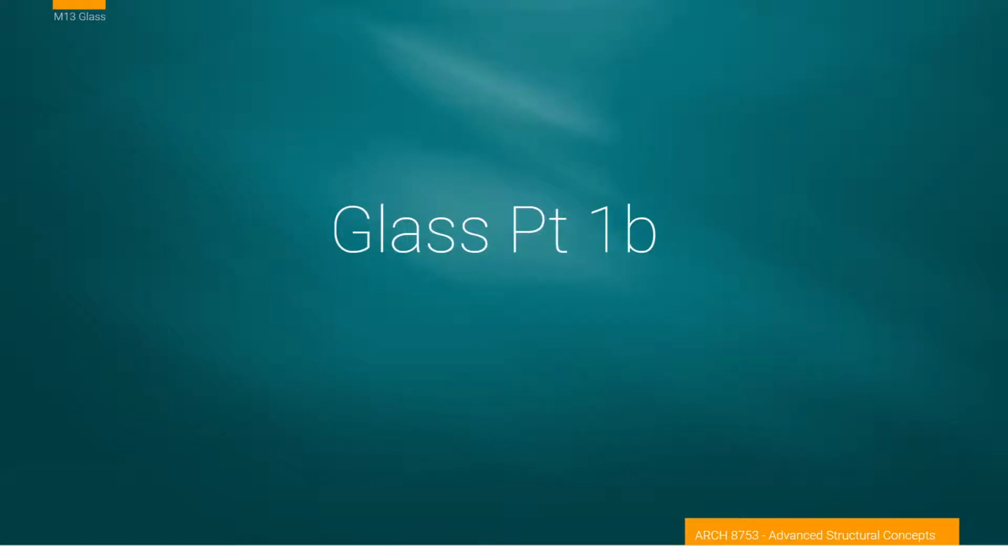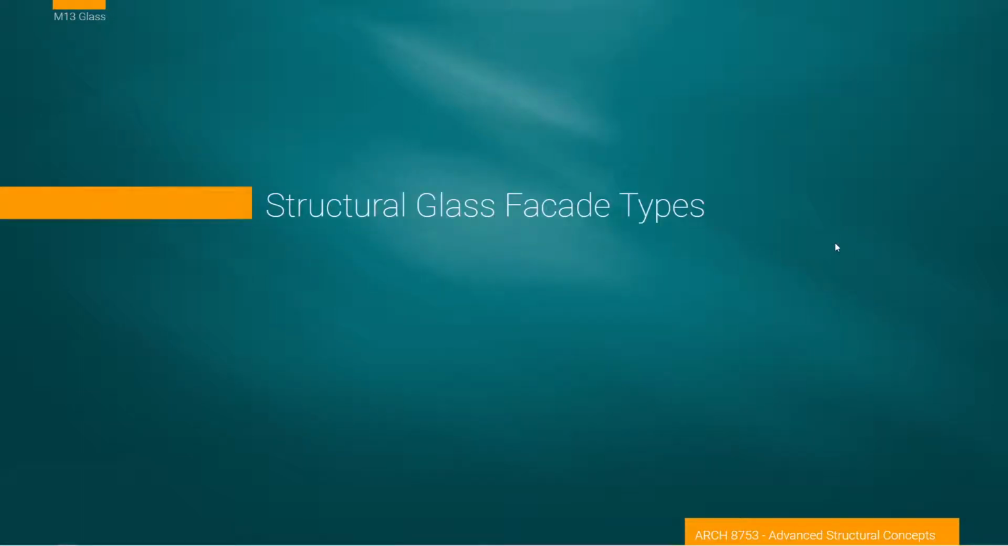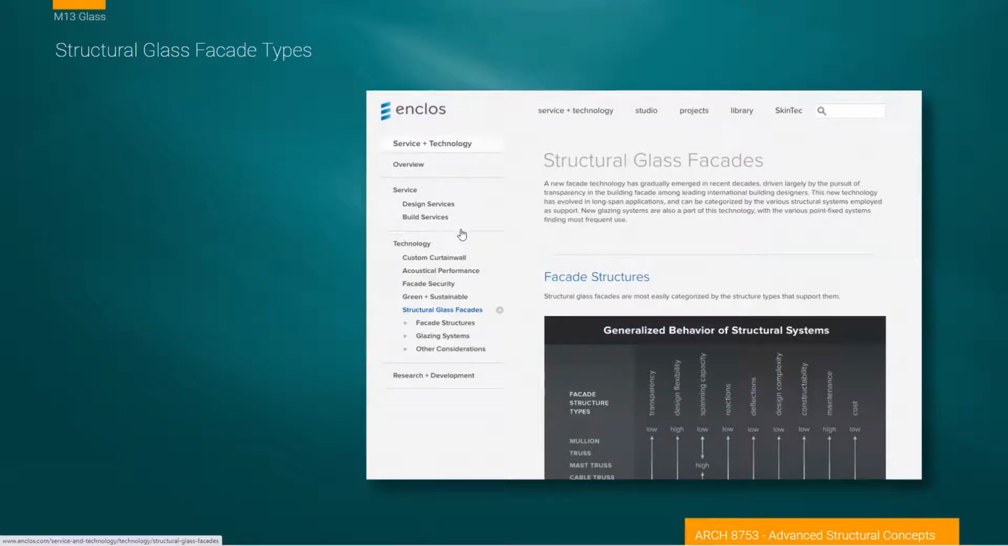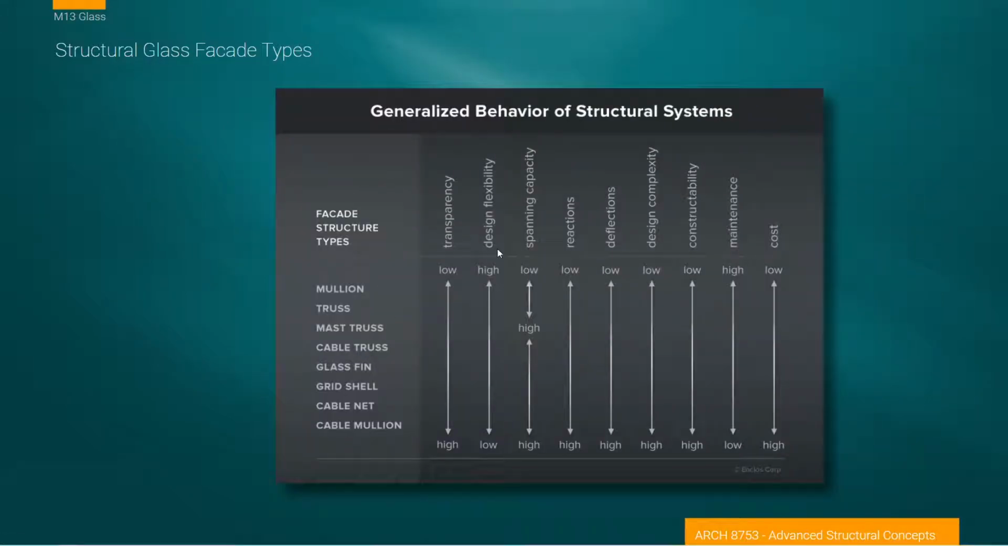This part of the presentation is going to focus on structural glass facade types, the structural systems that hold the glass panels in place. And Enclos had originally had a web page, and I've since lost the link to it, where they described the whole taxonomy of glazing systems, from mullion systems to truss to cable systems, glass fins, and we'll cover each one of these a little bit.